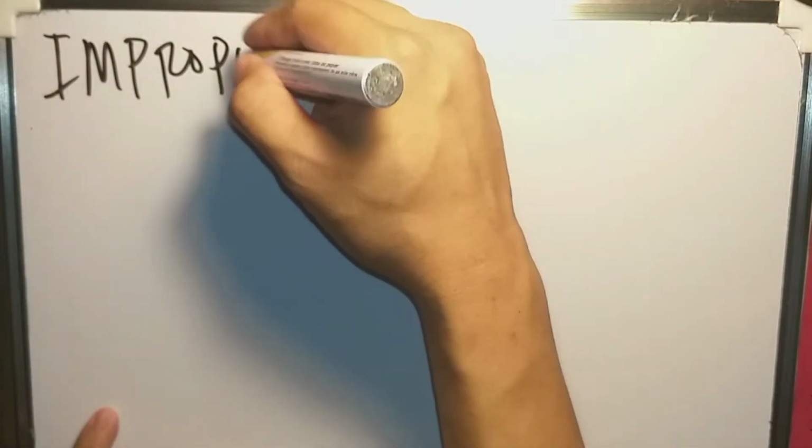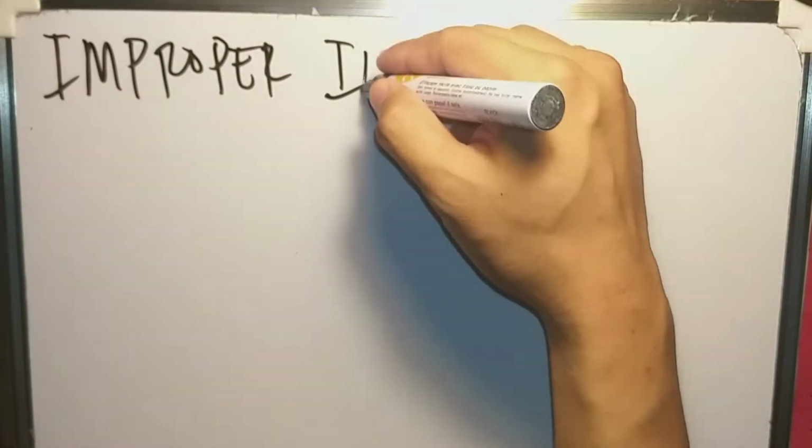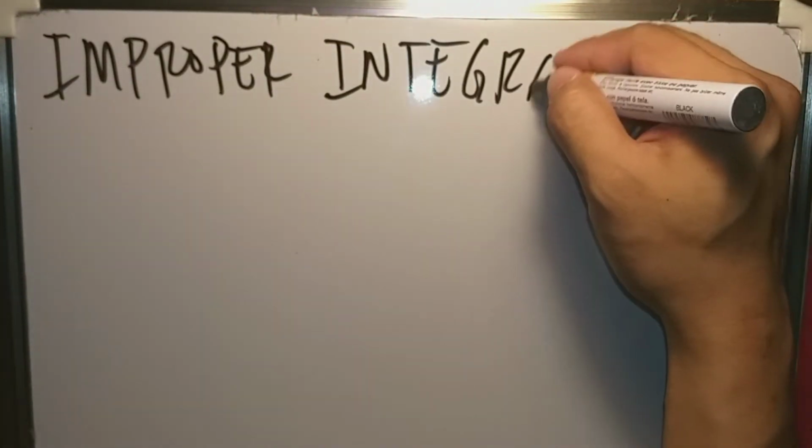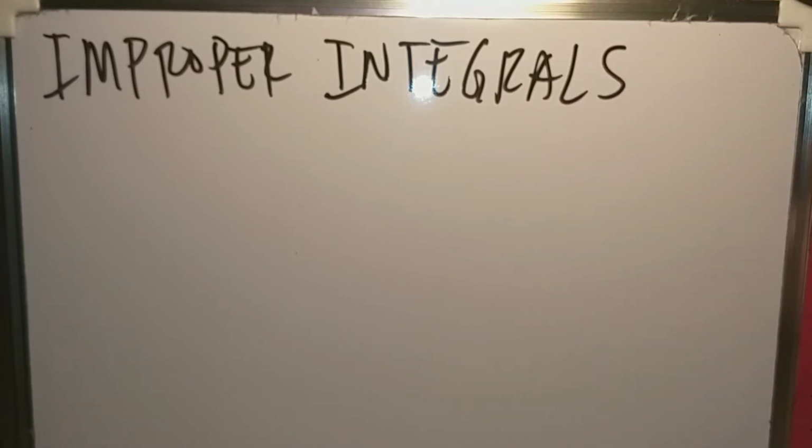So we are now at improper integrals. If the range of integration is not finite, or if f is not defined or not bounded at one or more points in a certain interval, then the integral of f over this range is what we call an improper integral.